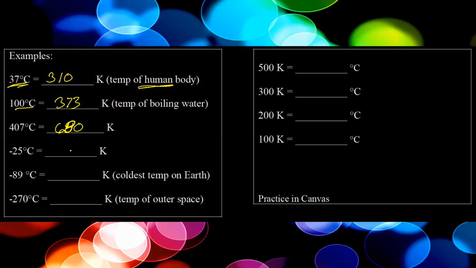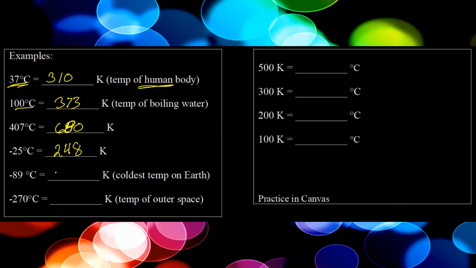But now we've got negatives. What's that going to do? Yeah, exactly. You're going to be subtracting instead of adding. Or put it in your calculator as a negative. It would work the same. You can go negative 25 plus 273, or go 273 minus 25. Either way, what are we going to get here? 248. That sounds about right.